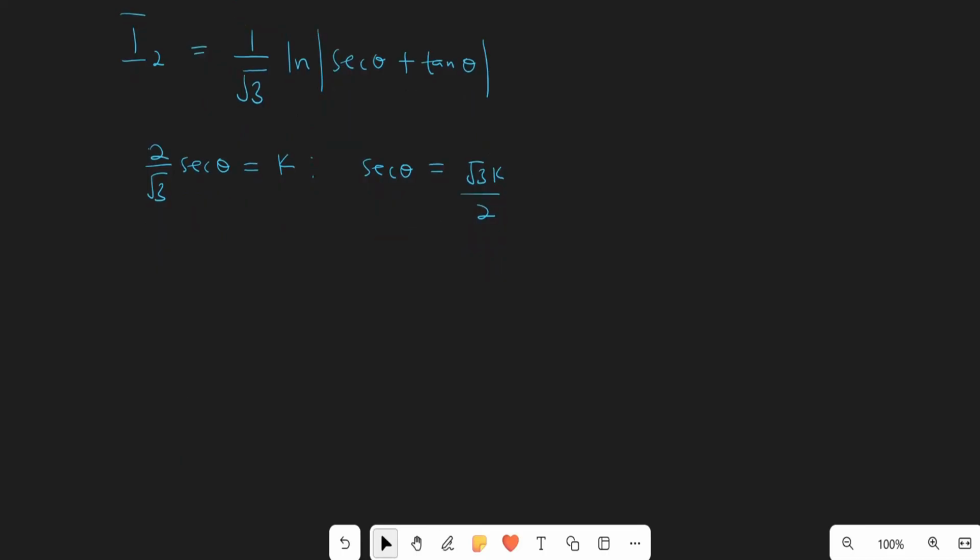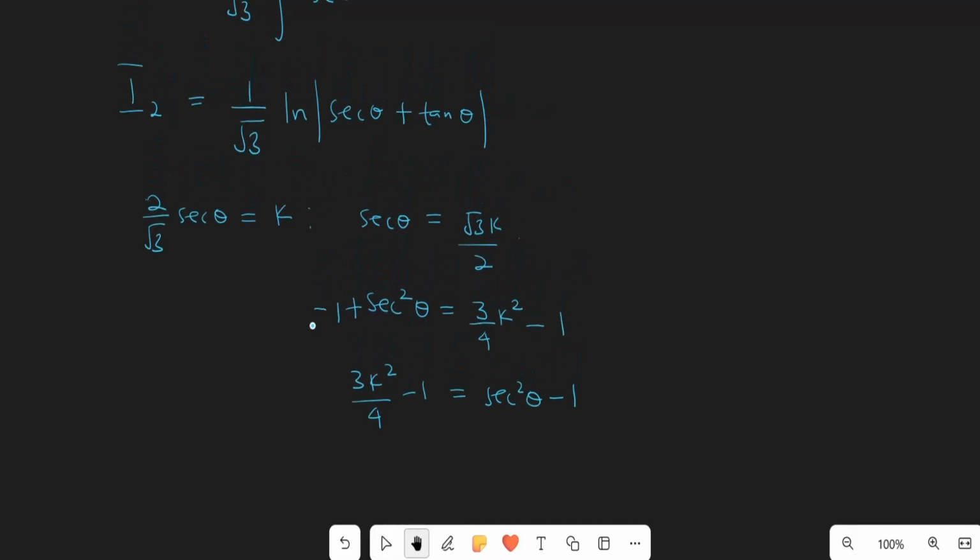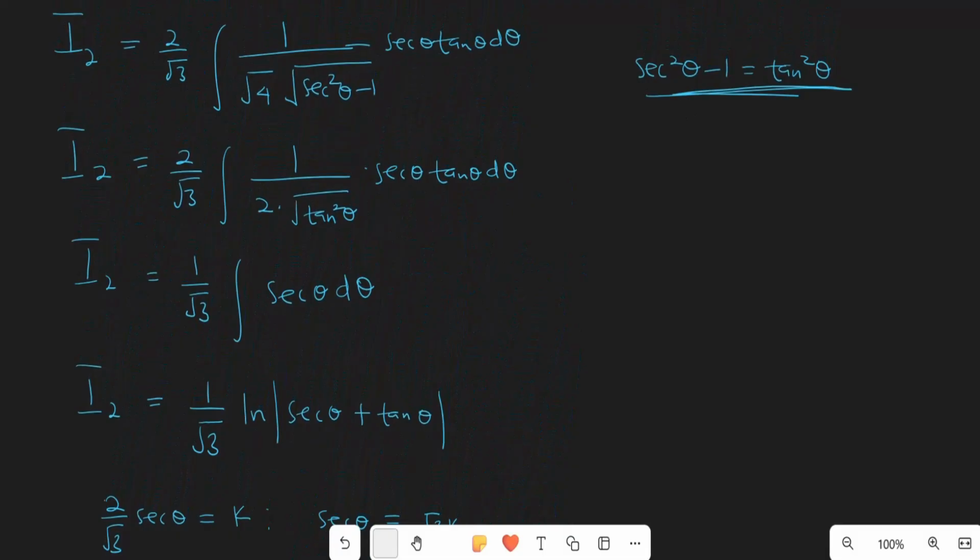Now we have to find tangent of theta in terms of k, because we already have secant of theta in terms of k. To find tangent of theta in terms of k, I'm going to square both sides of this. Squaring both sides gives secant squared of theta equal to 3 over 4 k squared. Now I have to subtract 1 from both sides, so that we have 3k squared all over 4 minus 1. This is the same as secant squared of theta minus 1. And from the Pythagorean identities, secant squared of theta minus 1 is the same as tangent squared of theta.